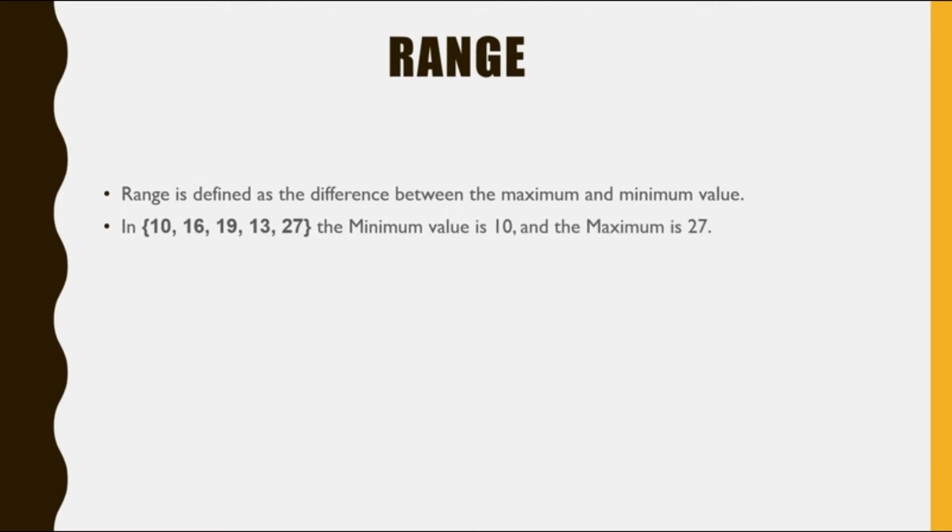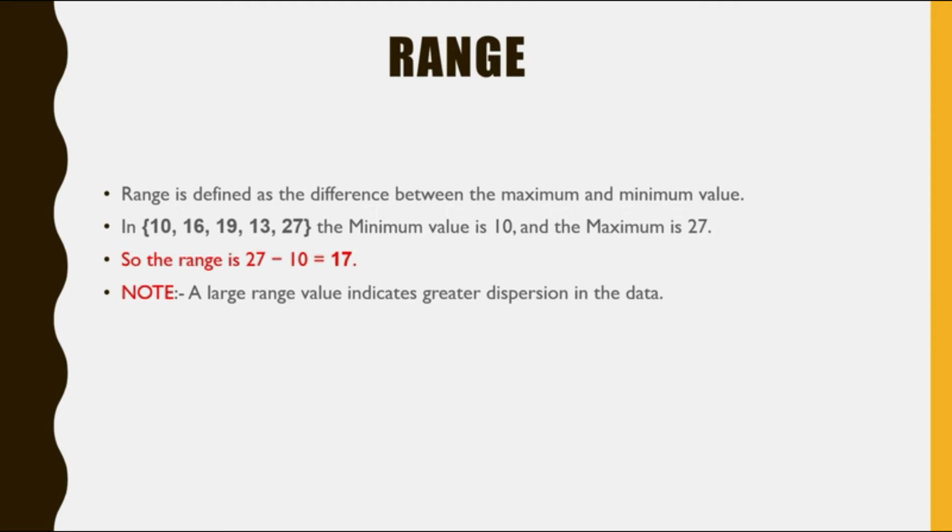Now, say your data set is 10, 16, 19, 13 and 27. The minimum value is 10, as shown in your data, and the maximum value is 27. Now what is the range? The range is 27 minus 10, as the definition of range is the difference between the maximum and minimum value. So the maximum value is 27 and the minimum value is 10. Okay, now an important point about the range.